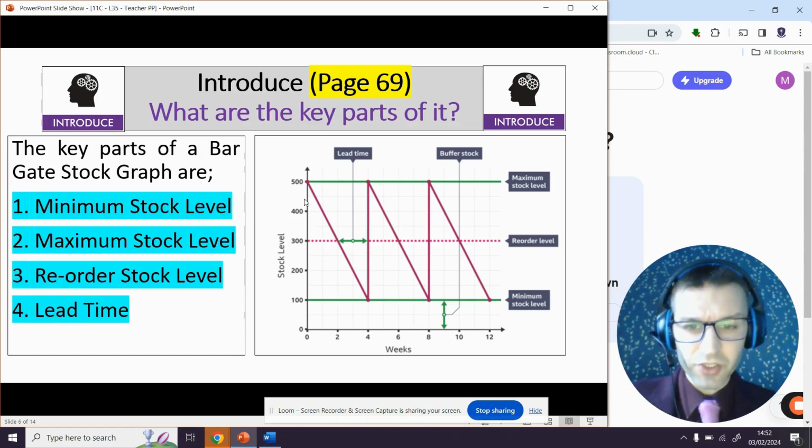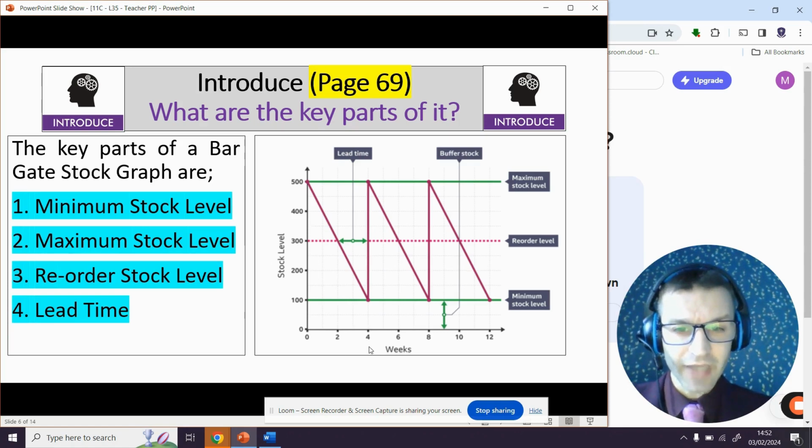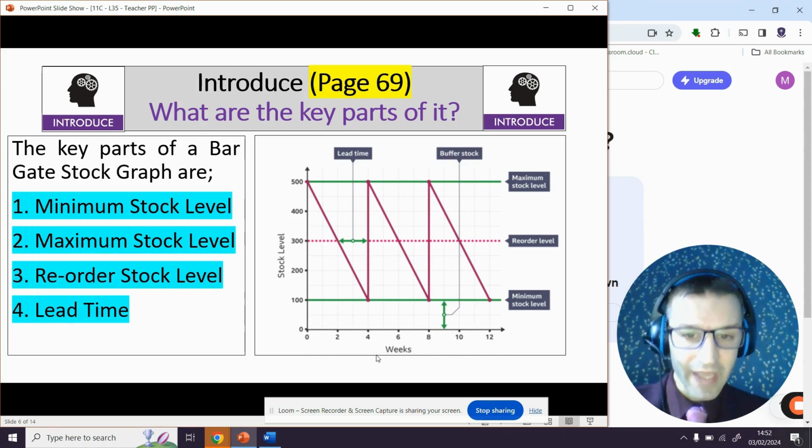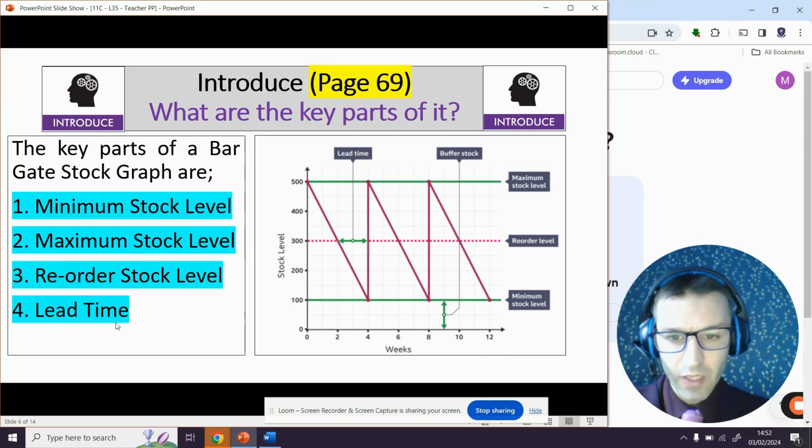In terms of the actual graph itself, it has an x-axis. As you can see, the x-axis is normally to do with time. In this scenario, it is the number of weeks that we are looking at stock. On the y-axis, it is usually to do with the stock level. How much stock do they actually hold at a specific point in time? So the x-axis is there, y-axis is there. Let's go through the different parts of it first of all.